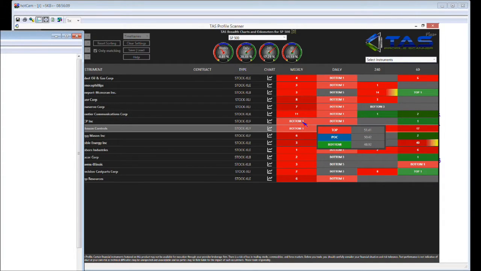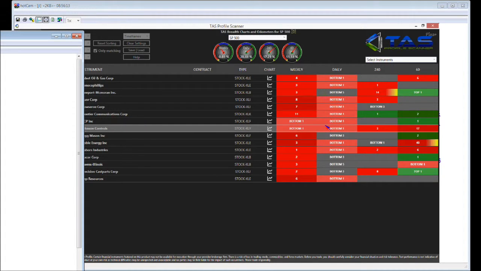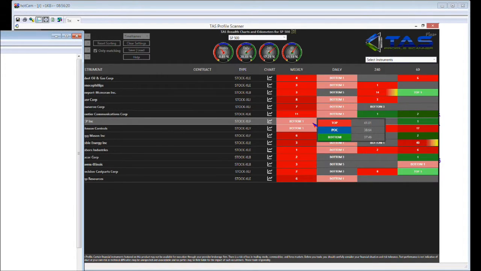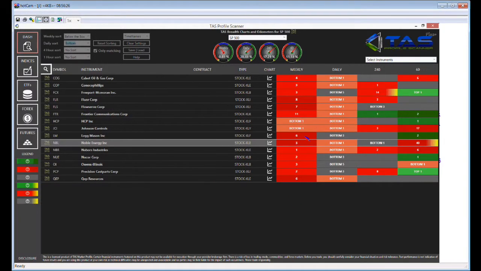So again, HCP and Johnson Controls, those are at two major inflection points there. Which way do you go? Which side of the fence do you perform, the buy side or the sell side? Need to look at the price action, whether we're coming up into it or coming down into it. But I'll tell you what I'll do. I'll look at Legg Mason here. We looked at that last night. Let's opt out on that one.